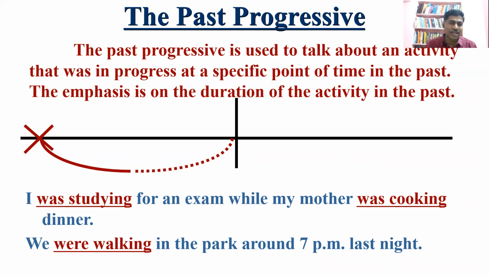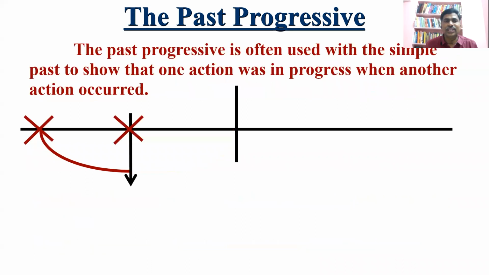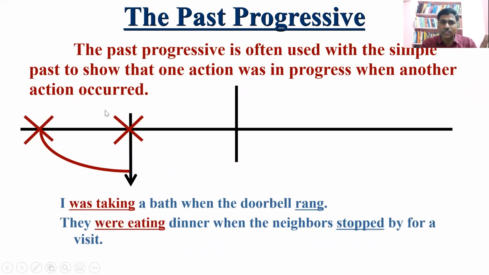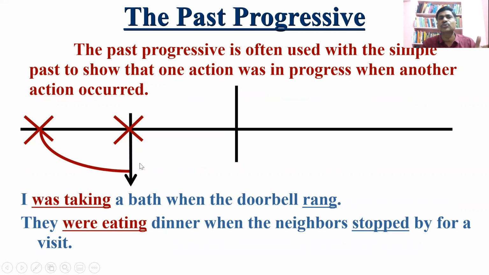We were walking in the park around 7 p.m. last time. So these are some more examples I want to show. Next is, we're talking about this one. It started here and it was going on. So to show that an action was in progress when another event occurred, this was some duration. This is another way of usage of past continuous tense.